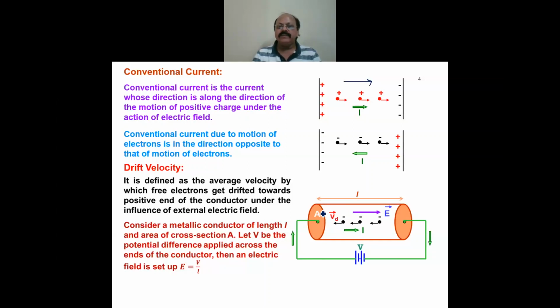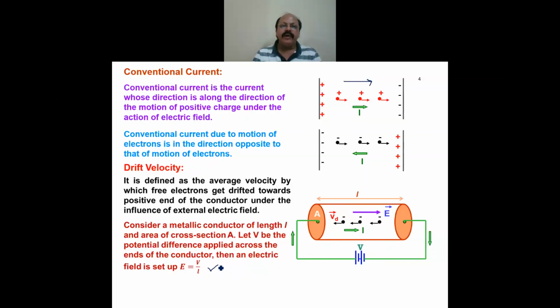Now we consider a conductor of length L and area of cross section A, with potential difference V applied across the ends of the conductor. Then an electric field is set up, which is given by E equal to V upon L.